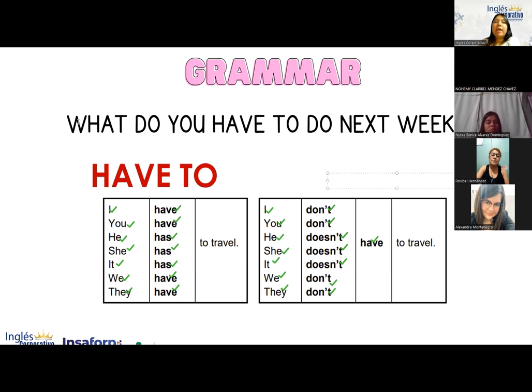Okay, so now let me ask you, this is in general, esa es una pregunta en general. What do you have to do next week? Tell me activities that you have to do. I have to go to the dentist. Excellent. I have to go to the dentist. Very good. I have to attend meetings. Very good.